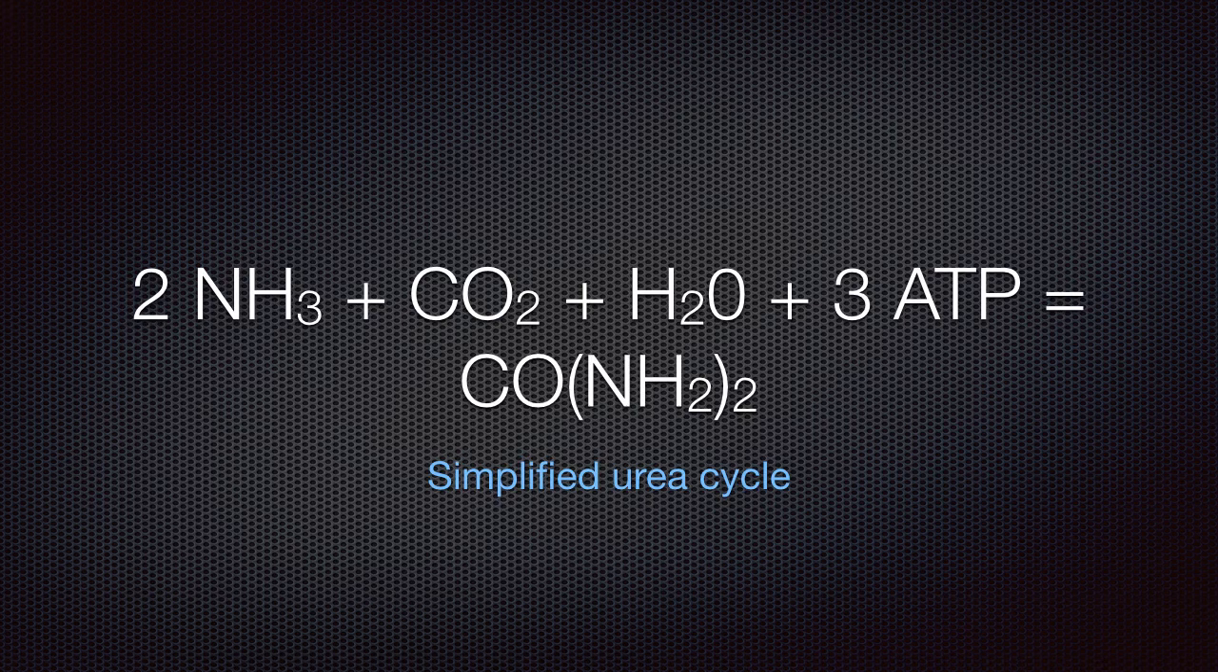The production of urea from ammonia is a 5-step process using a variety of enzymes. The first 2 steps take place within the mitochondria of liver cells, while the final 3 steps take place in the cytosol of the same cells.